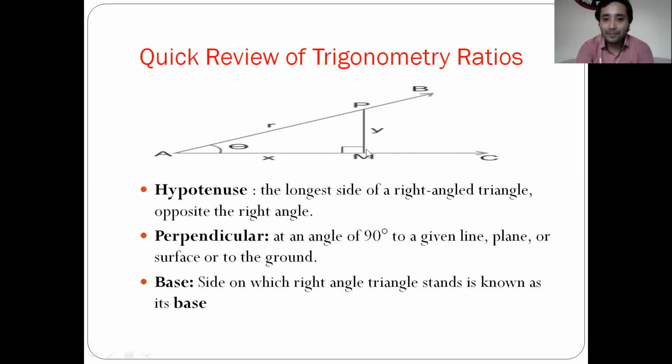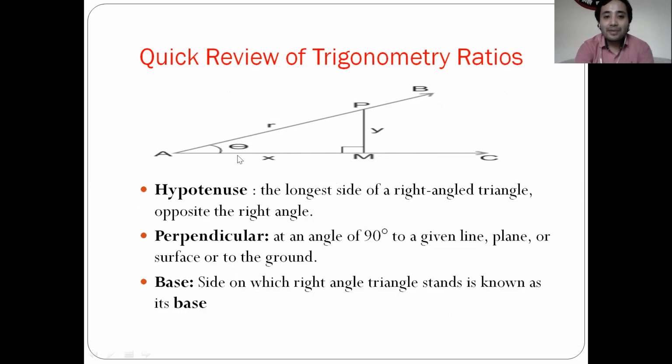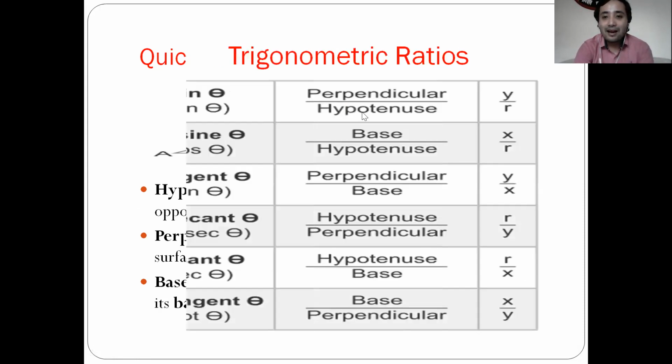Y is the measurement of PM, and x is the measurement of AM. The measurement can be any unit. Okay. Then similarly, cosine of theta or cos of theta is base by hypotenuse. So if I look here, base from here is x and hypotenuse is r. So it will be x by r in that way.